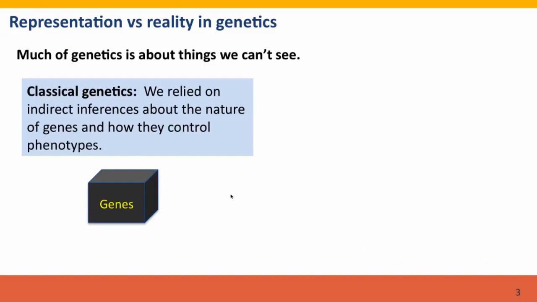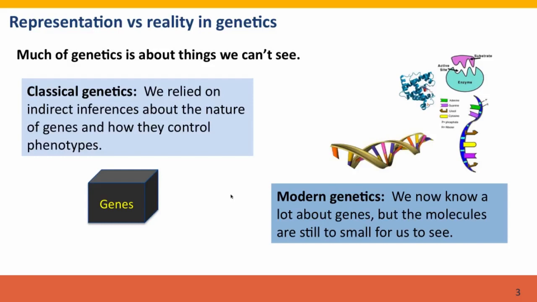So genetics is necessarily, and has always been, about things we can't see. In classical genetics, when genes were first discovered, they were purely hypothetical. Nobody had any idea of their properties at all. We know a lot more now. We know all about the molecules, but they're still too small for us to see. So we can't just look at them.